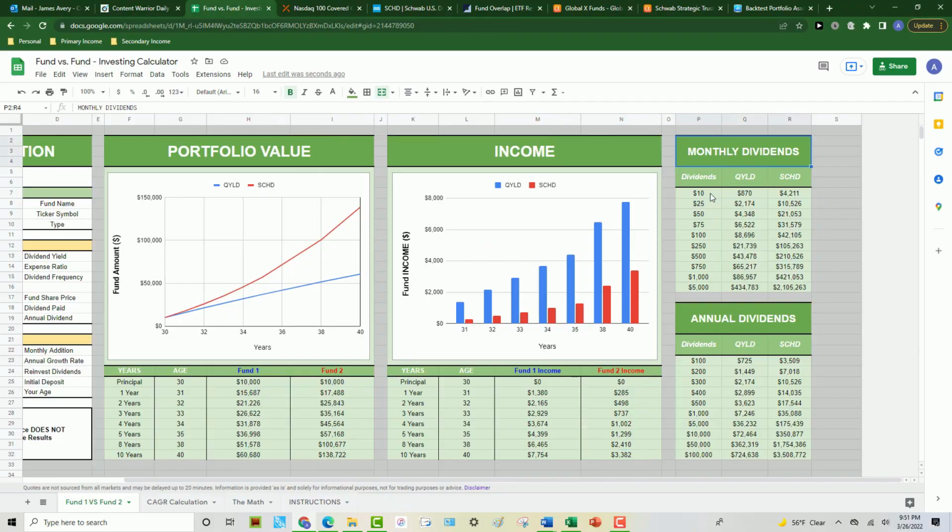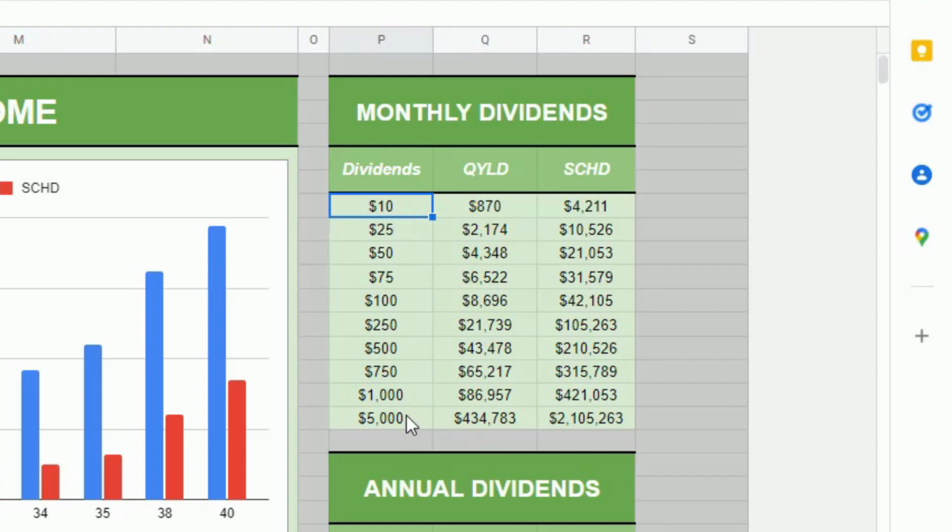And over here we have just a simple calculation pulling off of their dividend yield number. If you wanted to make $10 all the way up to $5,000 a month, this is how much you would need to hold in QYLD and SCHD.